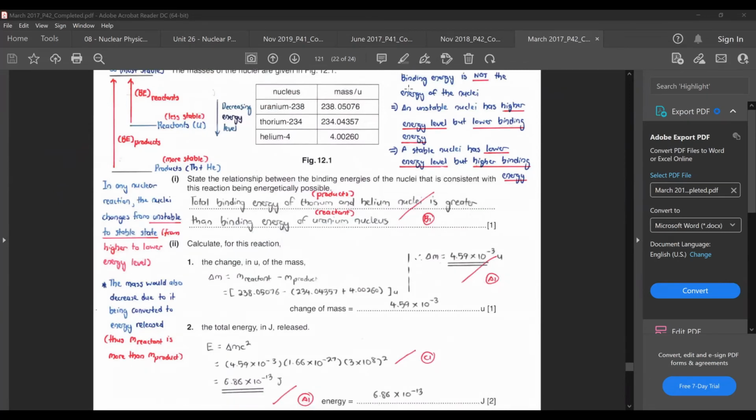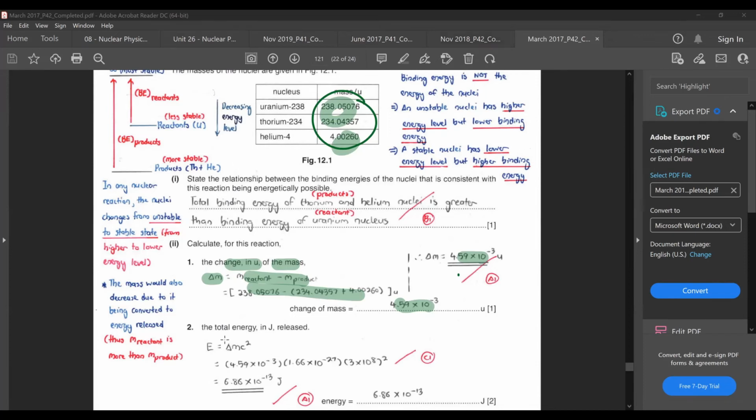Then after that, they ask you to calculate for this reaction the change in mass. The change in mass is the difference in the mass of the reactant and products, which you have over here. You just take the difference, and eventually you get the answer 4.59 times 10 power minus 3 u. Don't round up in the middle of your workings, only round up towards the end when you get your final answer. That one should be fine. If that is also okay, then we move on to the energy release.